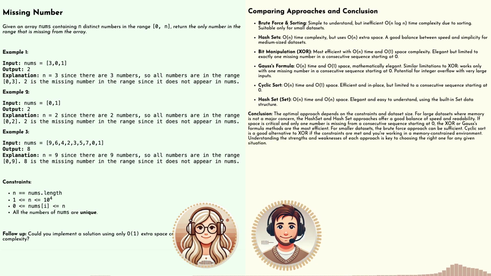This deep dive has really highlighted the importance of having a diverse set of problem-solving tools in your coding arsenal. Absolutely. Each approach offers a different perspective and a different trade-off. The best choice really just depends on the specific constraints of the problem you're facing. So to wrap things up, if you're ever faced with the missing number challenge, remember, you have options. Consider the size of your data, the importance of speed versus memory usage, and even the elegance of the solution. And most importantly, don't be afraid to think outside the box. Sometimes the most elegant solutions come from the most unexpected places.